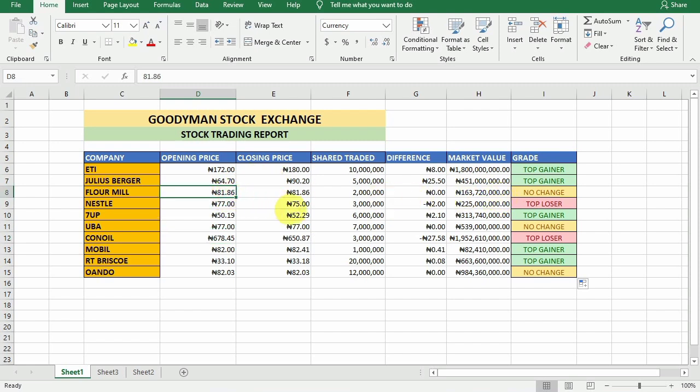But a few other companies maintained their prices, 81.86. The other companies also maintained their prices, but we have top gainers too. Let's say for instance the first one is a top gainer. Let's say I make the opening price higher, let's say 800 naira. Now automatically it turns to top loser, because the opening price is greater than the closing price. So guys, this should be a short, quick one. When you are solving logical functions in Excel, always know that you will have a result for any condition that you are placing.